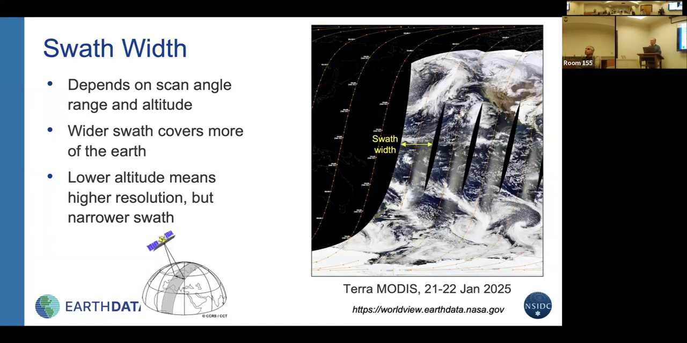Depending on the type of sensor, you get different swath widths. This is MODIS from Terra, and you can see there are these little black areas. That's where the sensor, between swaths as the satellite moves around, has a data gap. If you have a wider swath, you don't have that gap. Of course, if you get to the poles, there's more overlap, and so you don't have those gaps there.